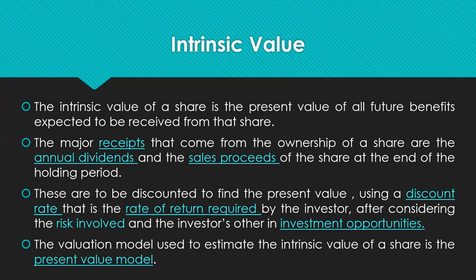Now, once we know the receipts, that is the annual dividend, how much annual dividend we expect, and what the sales proceeds are that we are going to get, then we are going to calculate the rate of return required. That is known as the discount rate.